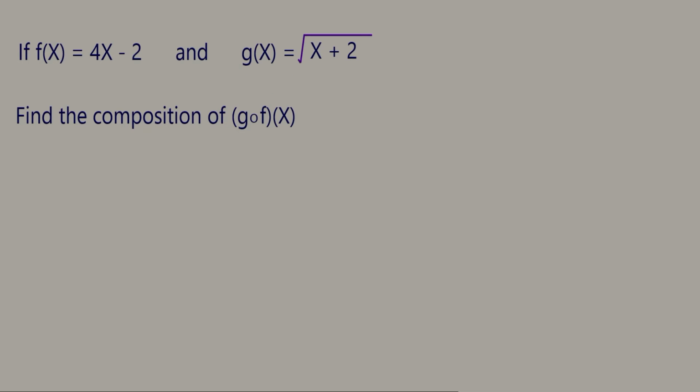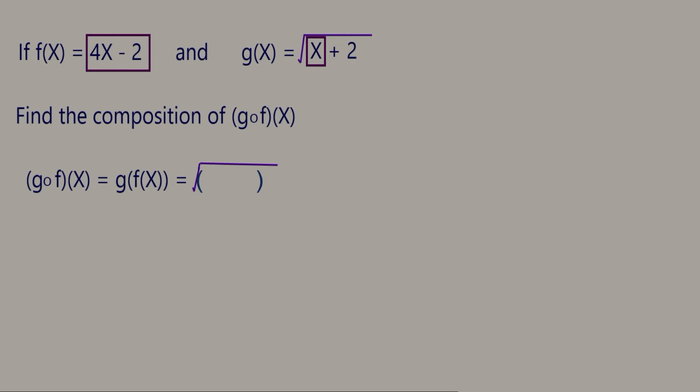If f of x equals 4x minus 2, and g of x equals the square root of x plus 2, find the composition of g of f of x. Since the function g of x is first, it will be used as the input value. For x in g of x, we replace it with 4x minus 2. And we write back this 2 after.